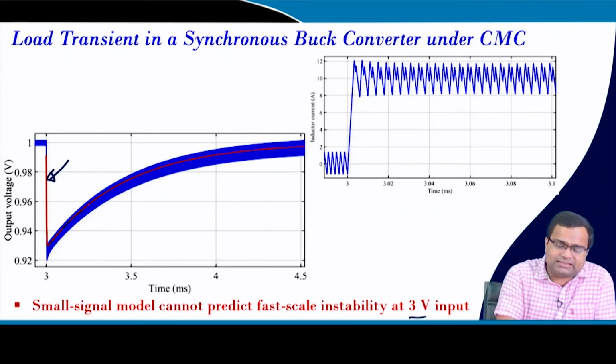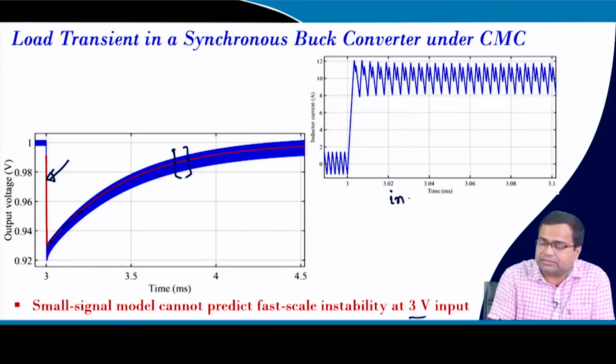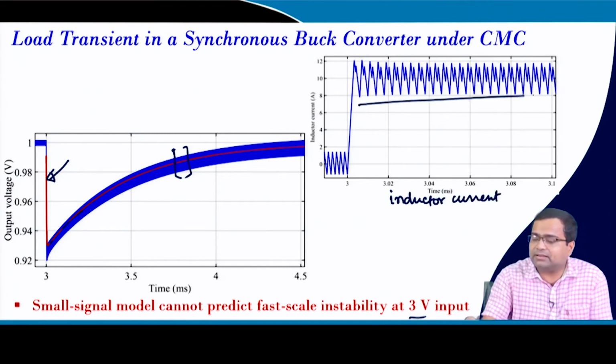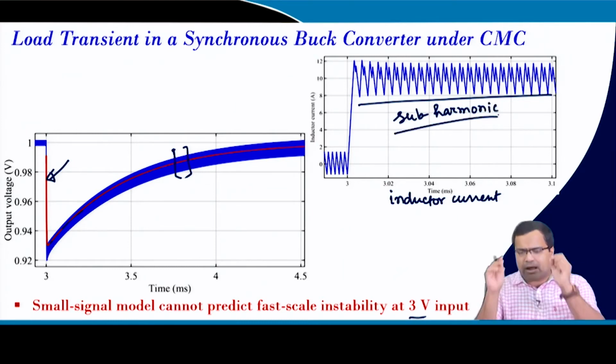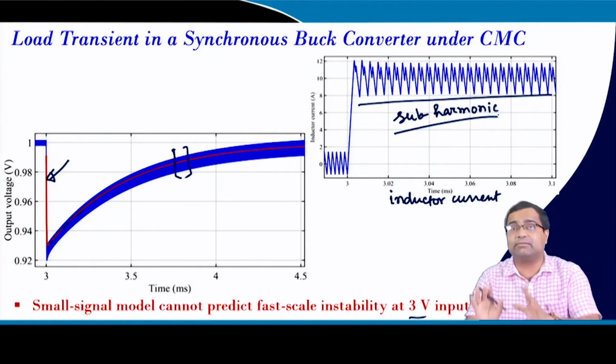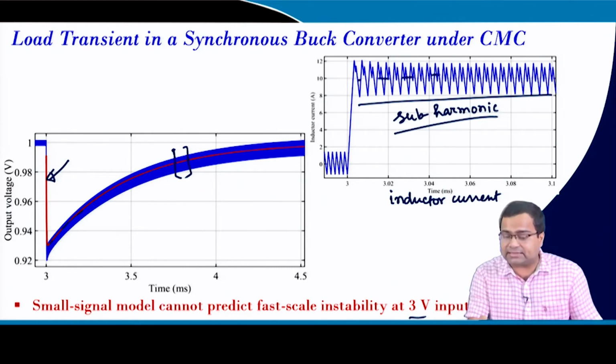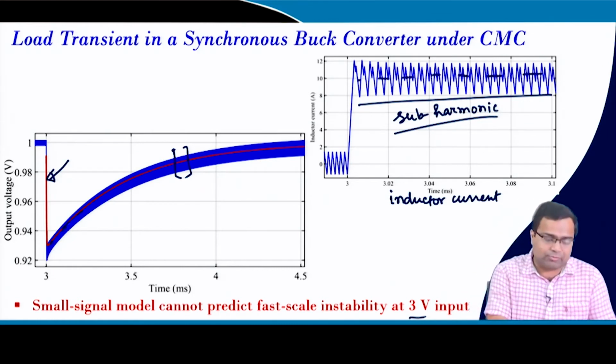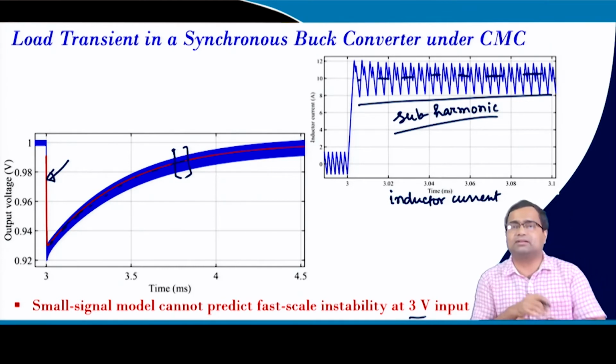like in the average sense it is matching fine, but if you zoom into this portion and look at the corresponding inductor current, this is my inductor current, you will find subharmonic oscillation. That means, in our common sense, I will not say it is a stable behavior. In the average sense, yes, it is a stable behavior, and that is why the model is predicting average behavior.